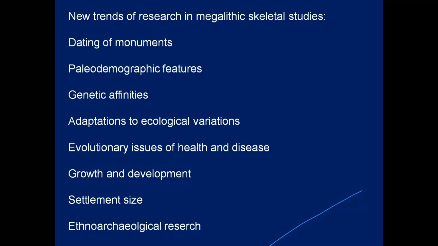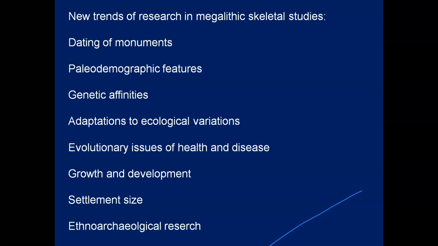So what I feel should be considered when anybody wants to work on the megalithic population: we should think about dating the monuments, then the paleodemographic features, which have some limitations obviously, because the megalithic itself has limitations in the material. Then genetic affinities. If we have bones, then we can try to get them, but genetics is not a foolproof science. You have a lot of issues with that, so you should be very careful when interpreting from the genetic point of view.